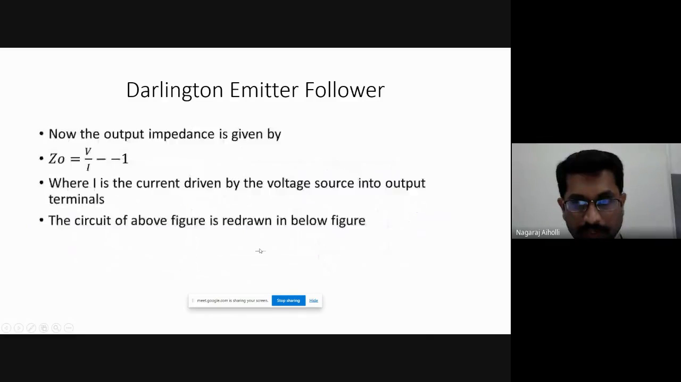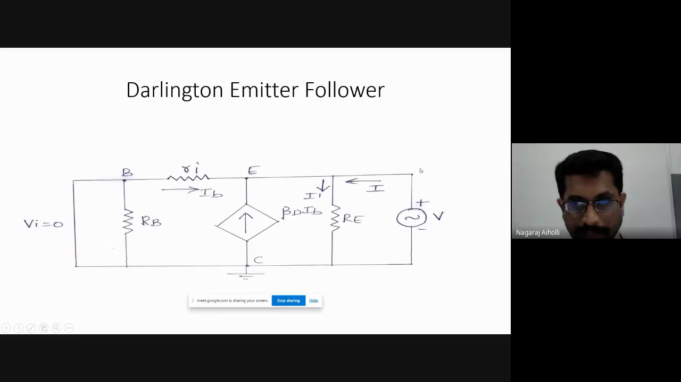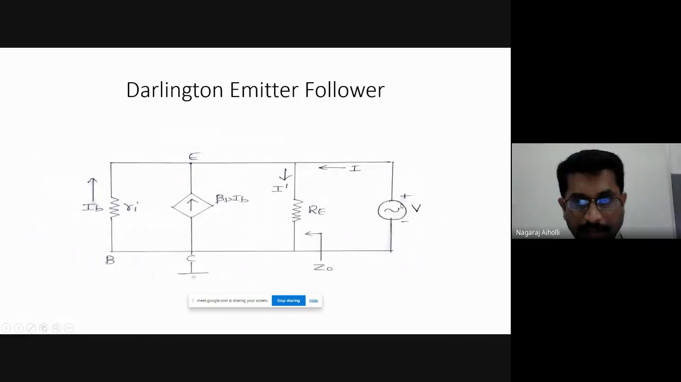Then what about the voltage source? The voltage source V is connected between emitter and collector, or between emitter and ground.